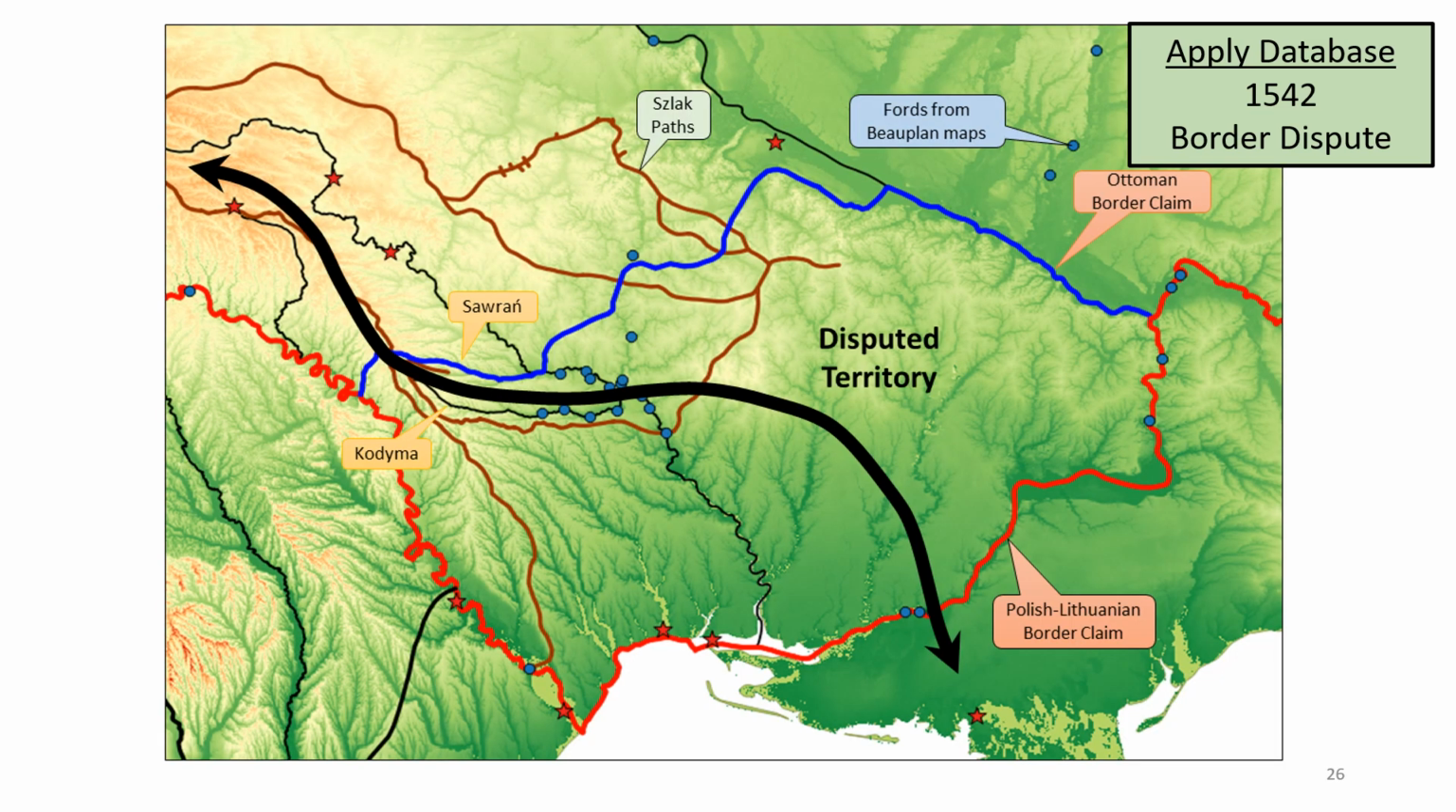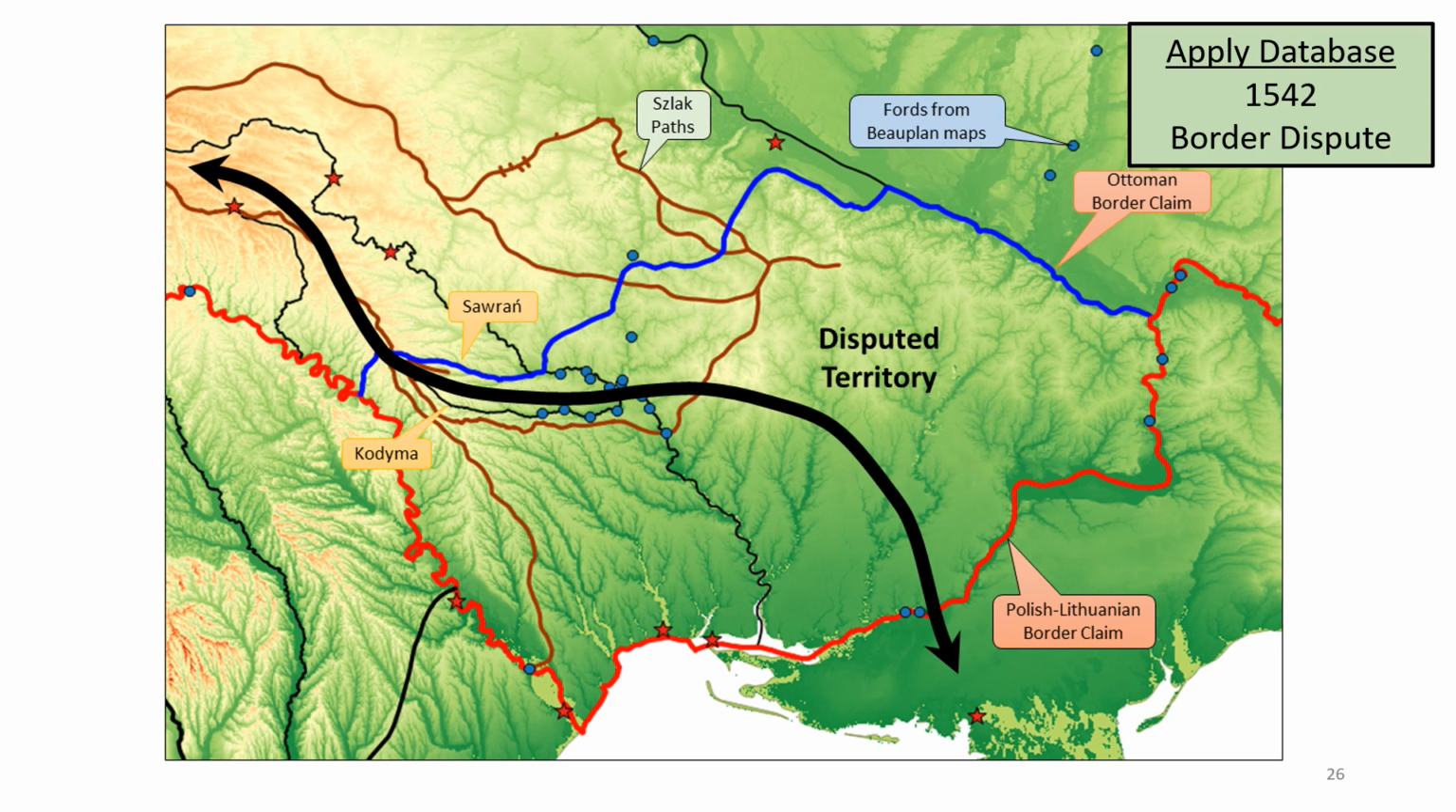Providing a geographic context to this topic reveals the importance of the disputed territory. The historical Polish-Lithuanian border claim is shown here in red, and the Ottoman border claim at the time of the dispute is shown in blue. Between these claims lies a large area claimed by both polities.